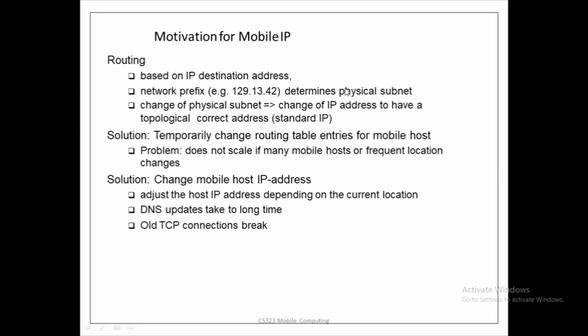For example, 129.13.42 determines the physical subnet. Or consider the destination address 129.13.42.99, which shows that the receiver must be connected to the physical subnet with the network prefix 129.13.42. Routers in the internet look at the destination address of incoming packets and forward them according to internal lookup tables.